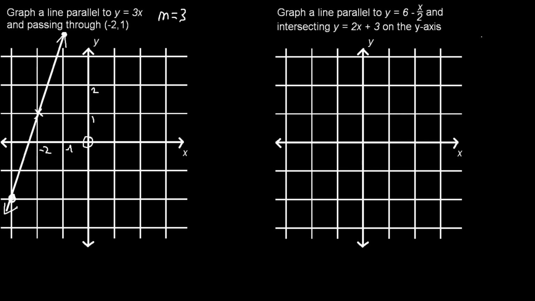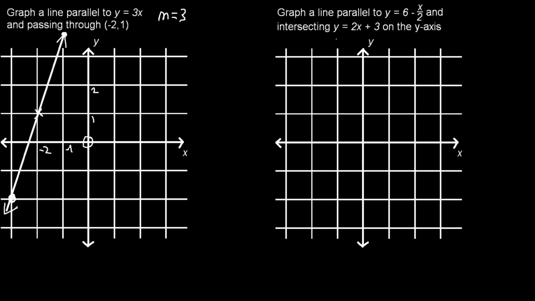Now let's look at the next one. Graph a line parallel to y = 6 - x on 2 and intersecting y = 2x + 3 on the y-axis. Wow, there's a lot of information there, but this one, very similar to the last one.